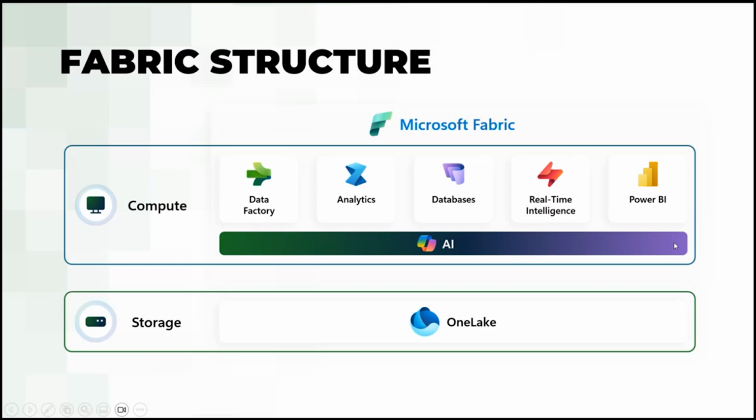Okay, so we've got the Fabric structure. Fabric is split into a compute layer, so it's got all of your workloads in the compute layer. You've got Data Factory, analytics, everything there, including Copilot. And then you've got OneLake, which is every piece of storage in one place. This is to simplify the product and also simplify your billing.